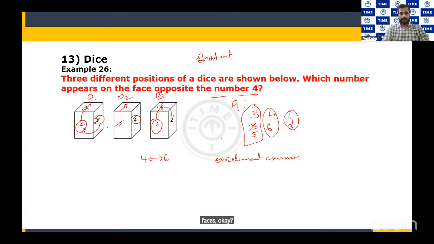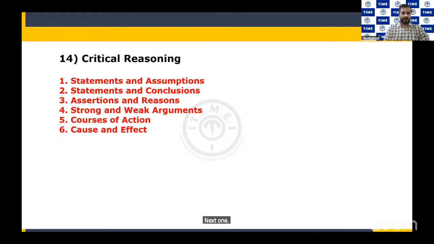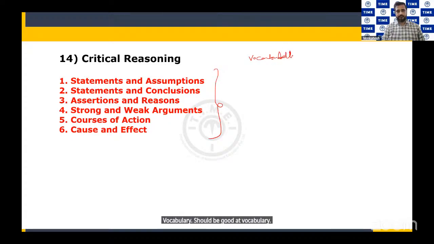Okay. Next one. Critical reasoning. This is something where you don't have shortcut techniques. But how to answer the questions? You should be good at vocabulary. You should be good at reading skills, and fast reading will help you a lot. And understanding skills.